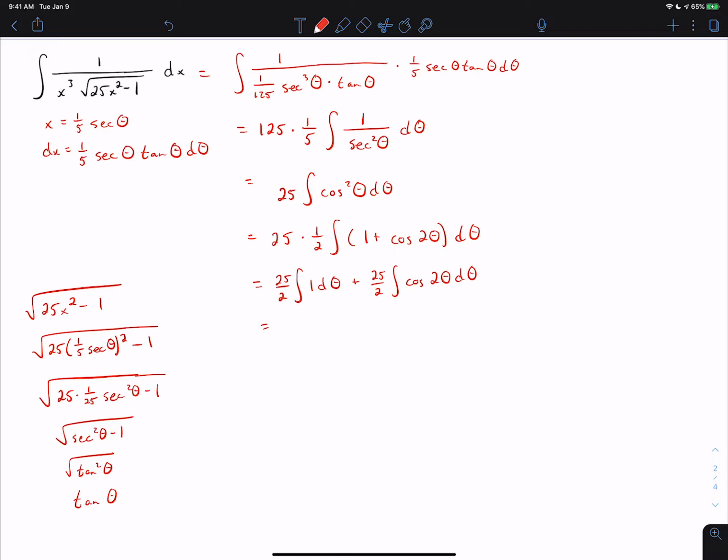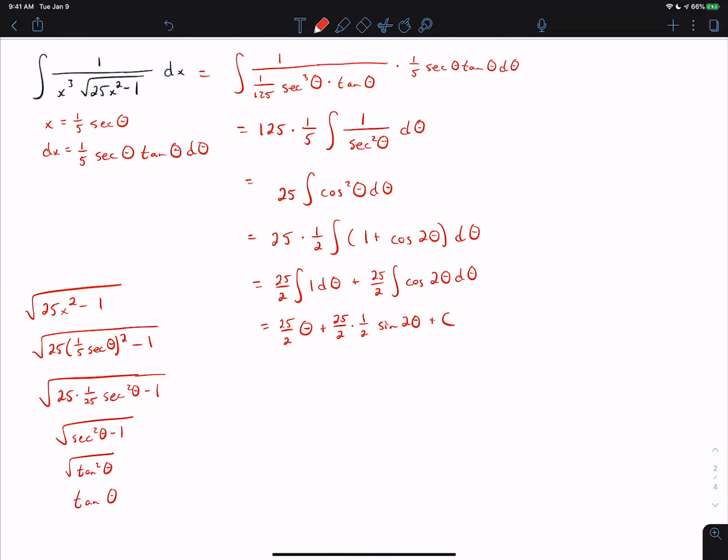Now the integral of 1 d theta is theta. The integral of cosine 2 theta d theta is 1/2 sine 2 theta. So we get that plus c. Now we need to figure out how to go back to x.